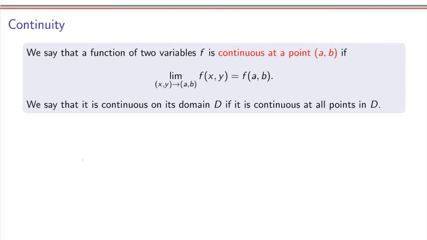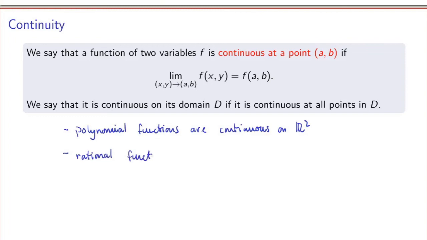Fortunately, most of the functions we will be interested in are continuous. So one class of continuous functions are polynomial functions of two variables. So these are polynomials in the variables x and y. And all polynomial functions are continuous over R2. So for any point (a, b), the limit of a polynomial is equal to the evaluation of the polynomial at this point. Another class of functions that are continuous are rational functions, so these are ratios of polynomials. So these are continuous over their domain. Here you have to be careful because you have to remove the locus in R2 where the denominator vanishes. But once you've removed that, then the function is continuous on the domain.